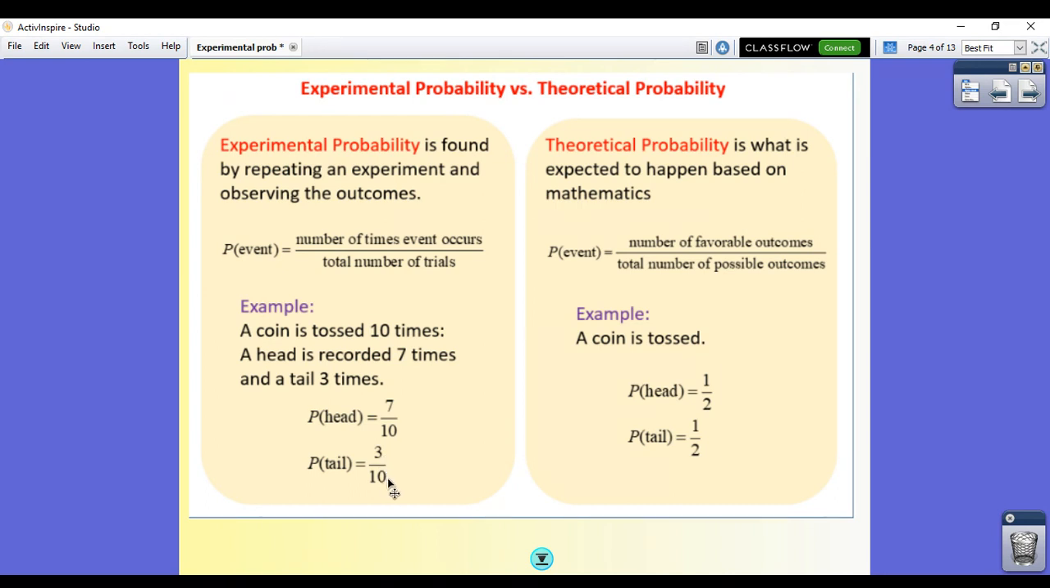But you're probably thinking that's not what I'd expect. I would expect there to be a probability of a half for both of them. 1 head over a head or a tail. 1 tail over a head or a tail.